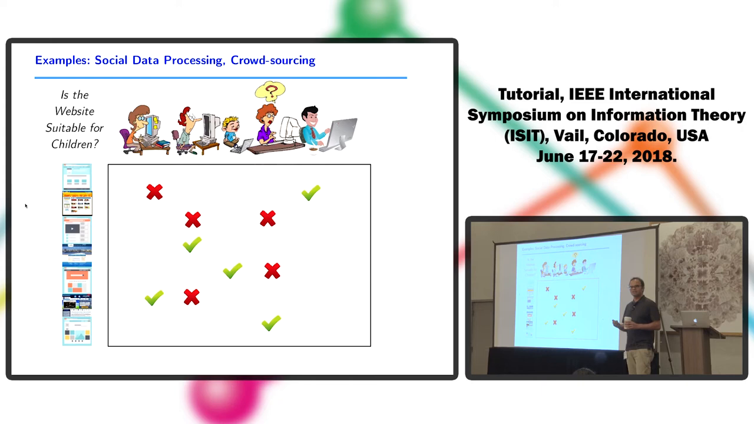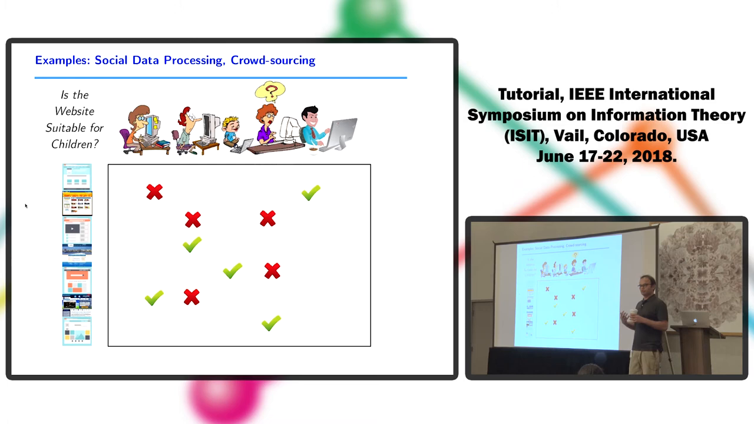Now, you, looking at this data, are trying to figure out what is the real pain of this patient. It's the same as saying, well, here are a set of websites, and here are a set of people. I'm asking those people, is this website suitable for children or not? Some say yes, some say no. How do I put these two things together in an unsupervised manner?